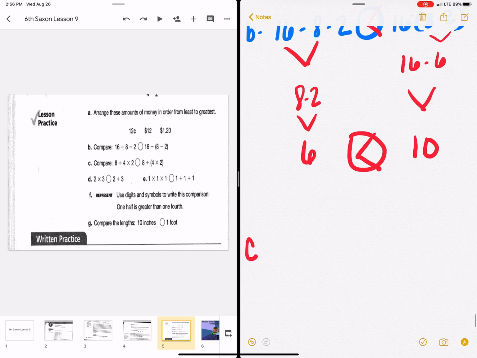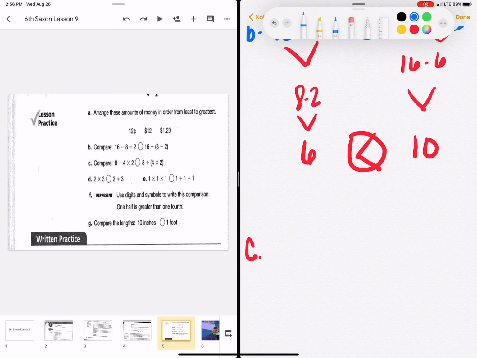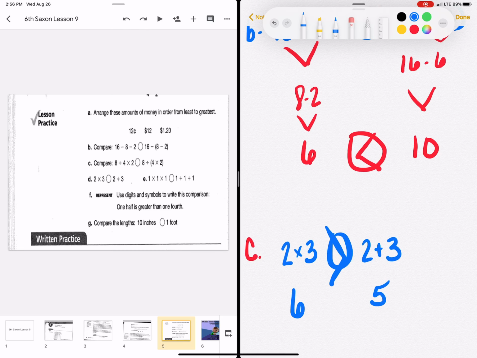C, again, you got to compare. 2 times 3 compared to 2 plus 3. This is equal to 6. This is equal to 5. So multiplication wins.